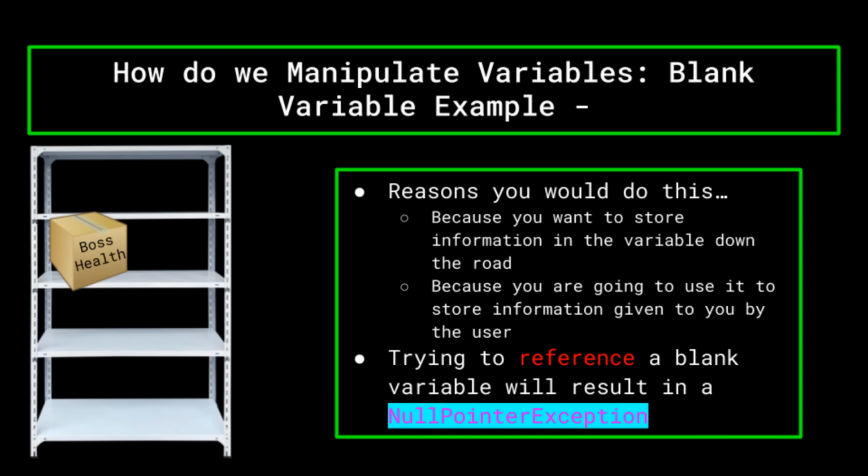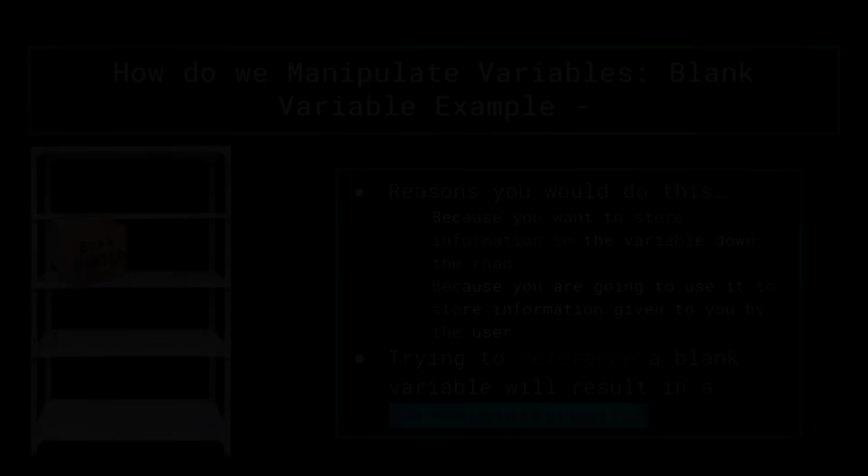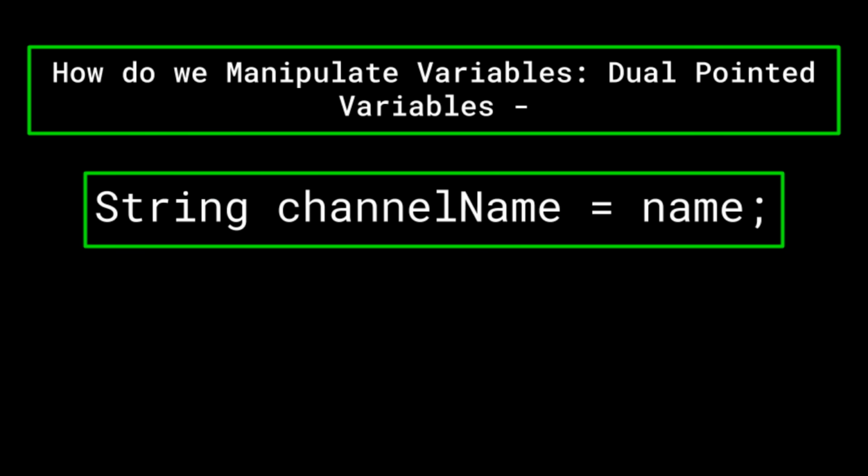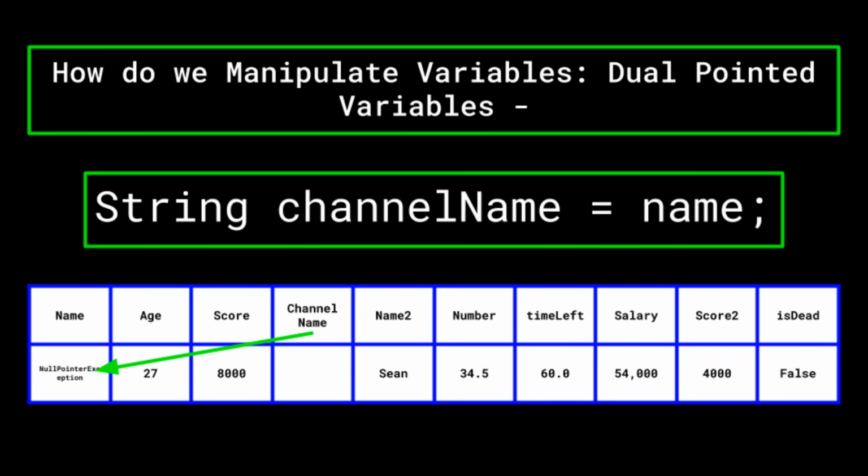Now, programming languages allow us to do some pretty cool things with these boxes that we've created. For example, let's say we created a second variable called channel name, and instead of setting it equal to null pointer exception, we instead set it equal to our already created name variable. This doesn't create a space in memory for this new variable, however, it simply points to the same location in memory we have already created for the name variable.